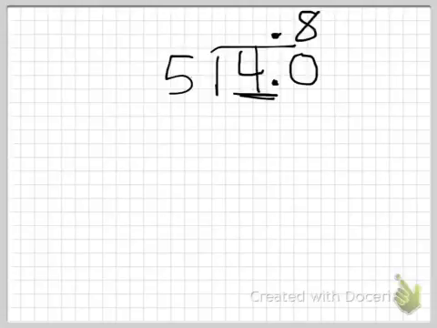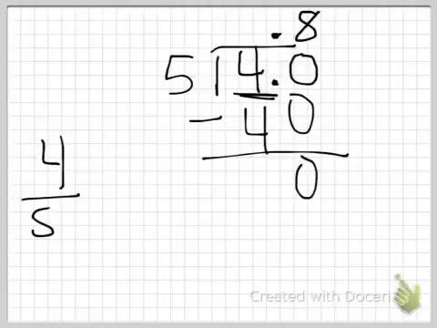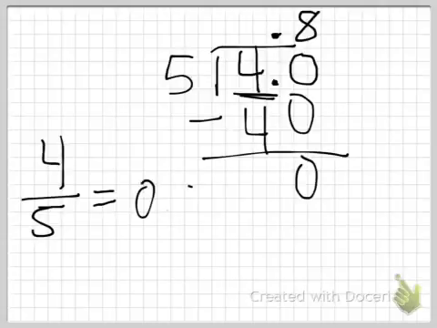Now 5 times 8 is 40. Subtract, and my remainder is 0. So now I have that 4 divided by 5 is equal to 0.8, which is the same thing as 8/10. A lot of the misconceptions that you guys were having is, I'm going to go ahead and erase this.